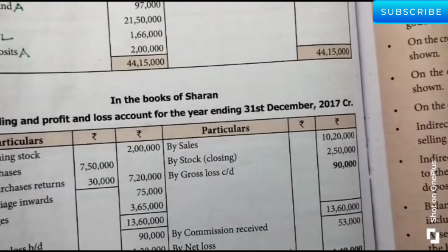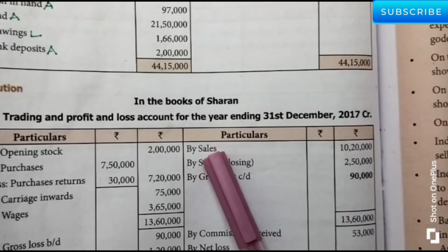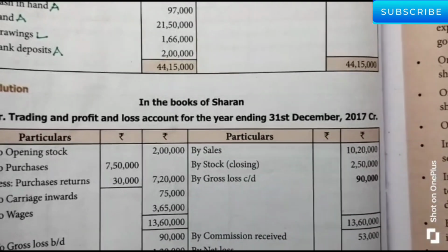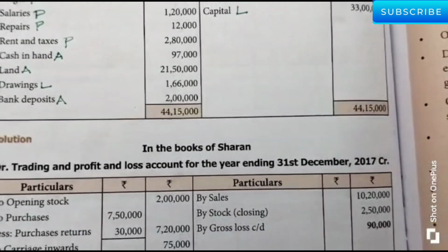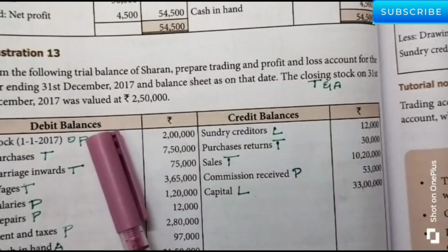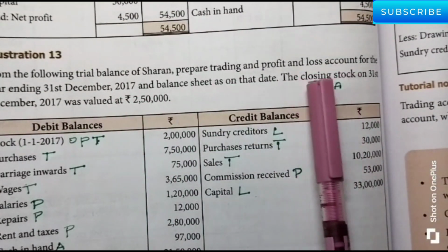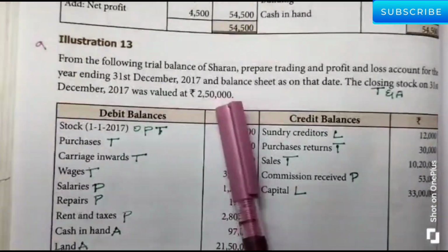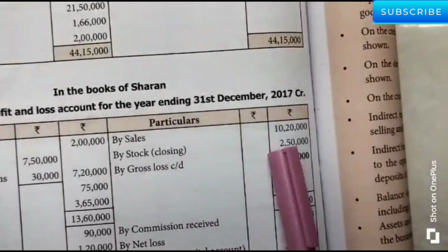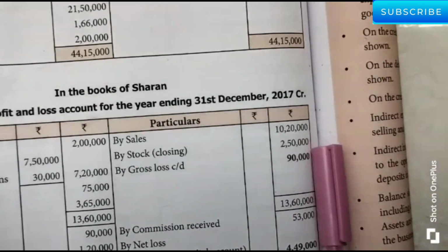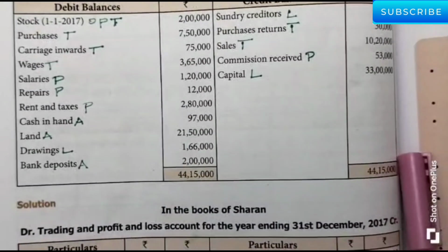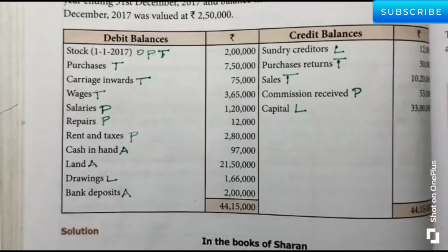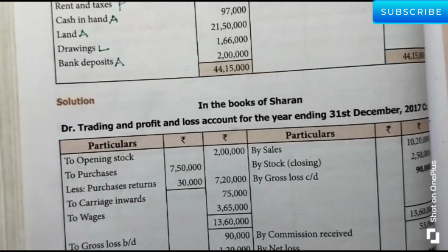Okay, then the credit side has only two entries. What are they? The sales and the closing stock. So after sales, what you have to do? You have to enter closing stock. What's the value of closing stock? Listen. Closing stock as on 31st December 2017 was valued at 2,50,000. So by closing stock 2,50,000 we entered, okay. So we have entered all the given information into the debit and credit side of the trading account.